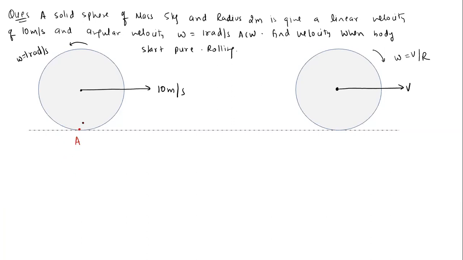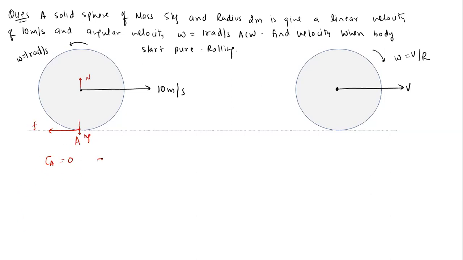Okay, so if you write down the initial angular momentum about A, the torque will be 0. I already told you that friction will be passing through this point. Mg will be acting from this point, and the normal reaction is also passing from this point. So torque about A will be 0.